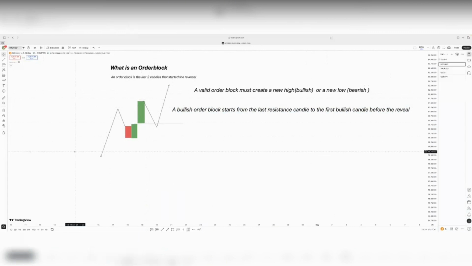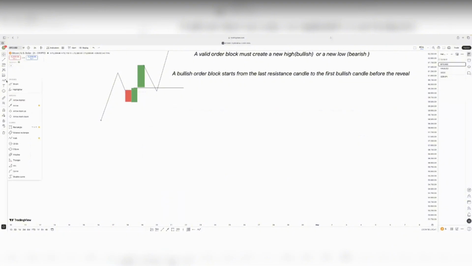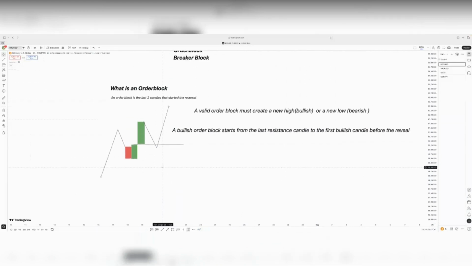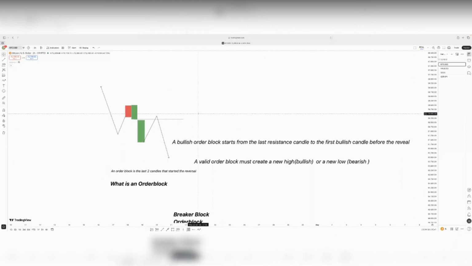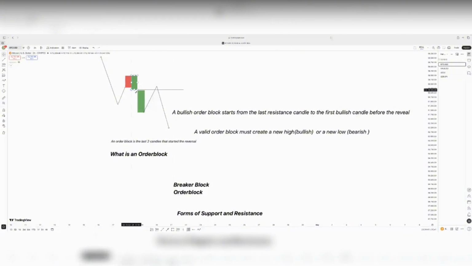Now, this order block, in the case of a downtrend, let's flip this. This zone right here, previously it was a support. Now it is a resistance.